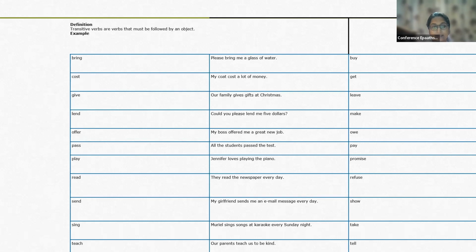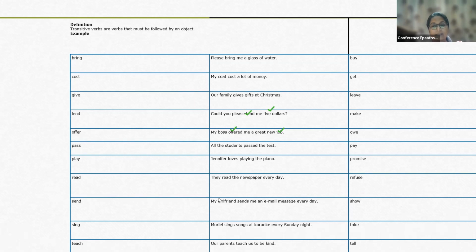Now, can you please identify the transitive verbs from the other sentences? What are the transitive verbs in the next sentences? Lend. Could you please lend me $5? So here lend is the verb. Now what is the object? $5 is the object here. Offer. My boss offered me a great new job. So what is the object here? Job. What kind of job? A great new job.